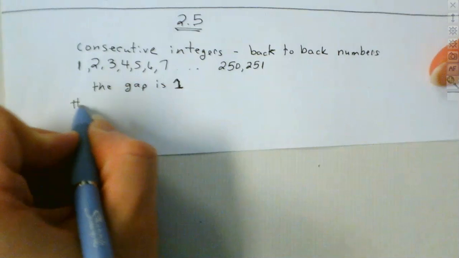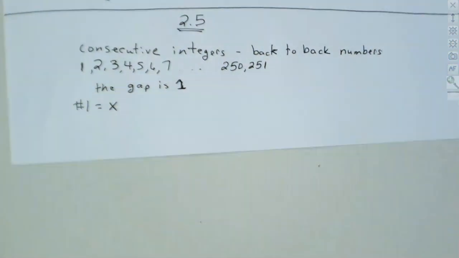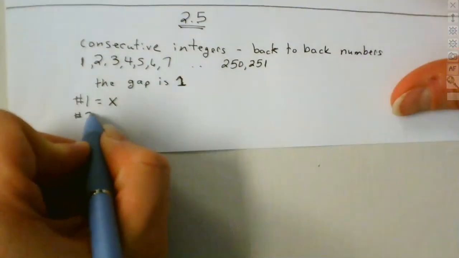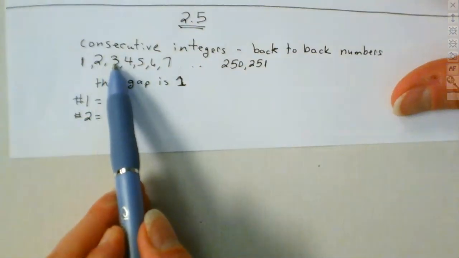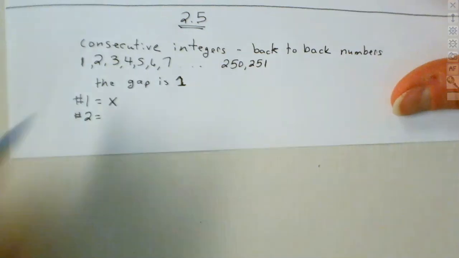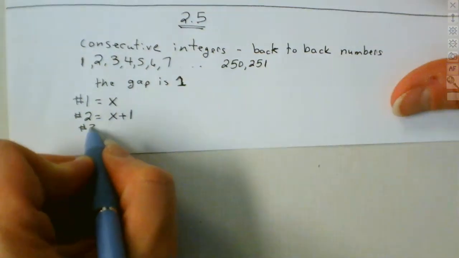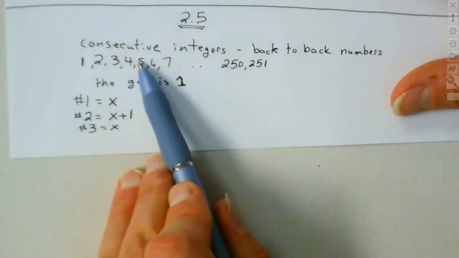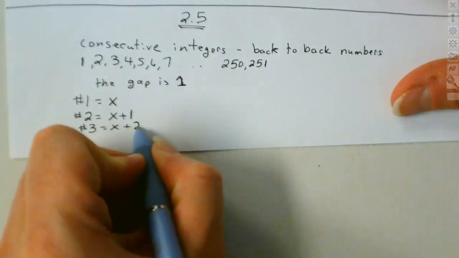So what we do is we start off with our first number, and we call that first number x. Now the second number, let's say I'm at 3. If I want the next number, which would be 4, what do I have to add to 3 to make it 4? X plus 1. What about my third number? If I'm at 4, how do I get to 5? Add another one, right? So that's going to be x plus 2.